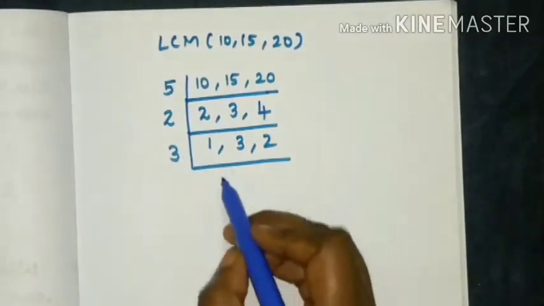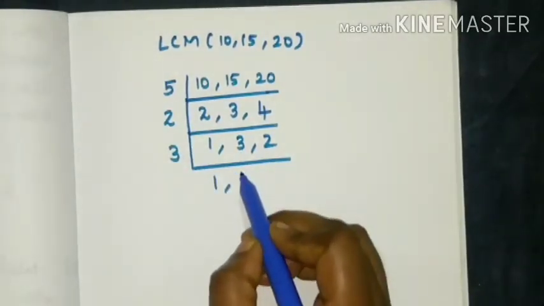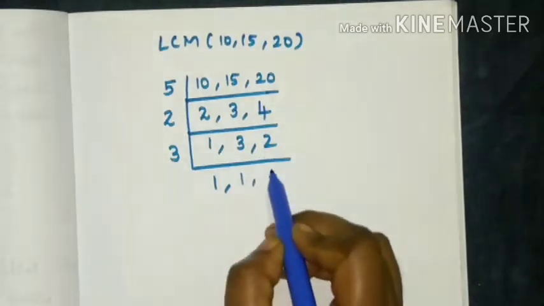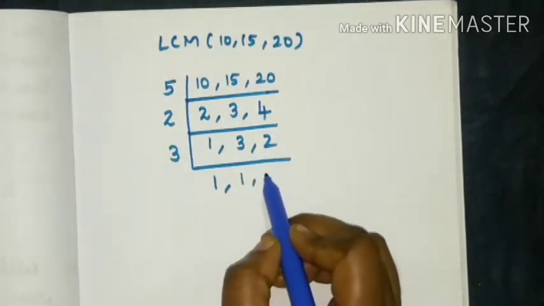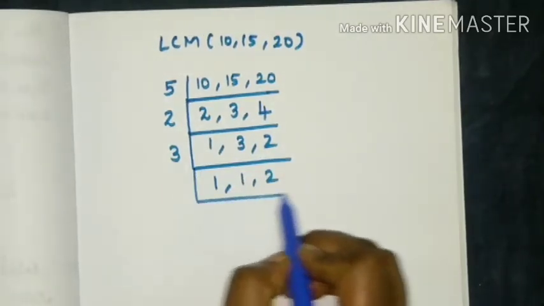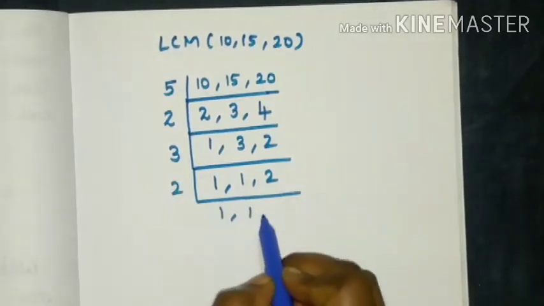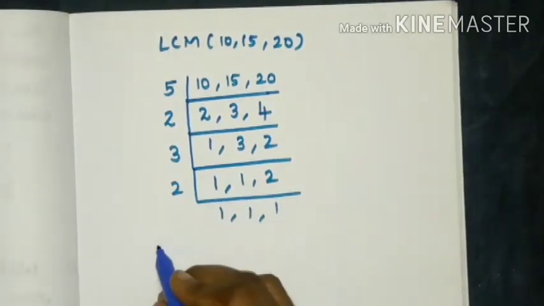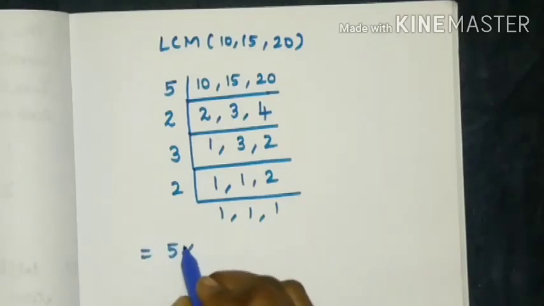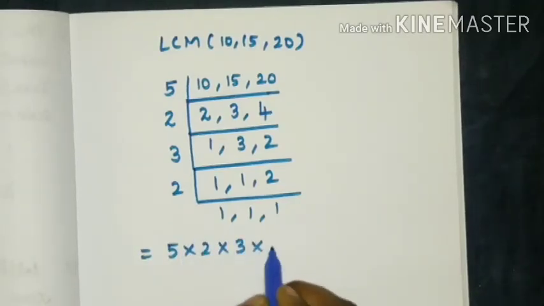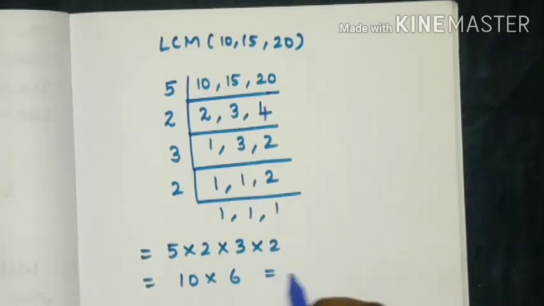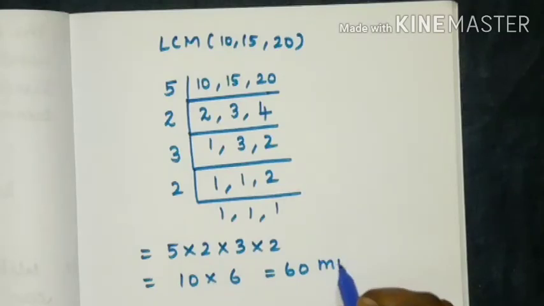Then 3 table. 3 1s are 3. 2 is not divisible by 3, so bring down the number 2. 2 1s are 2. Let's find the product of factors: 5 into 2 into 3 into 2. 5 2s are 10, 3 2s are 6, equal to 60 minutes. After 60 minutes, they will meet together.